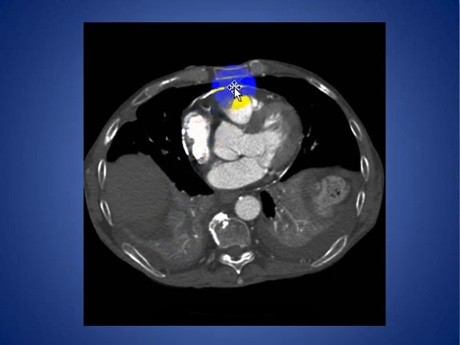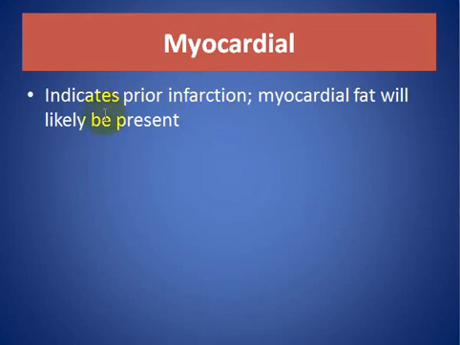Here, another patient with more calcification involving the pericardium, with bilateral effusion, collapse and consolidation of both lungs, and calcification of the aortic valve. Myocardial calcification indicates prior infarction. Myocardial fat is likely to be present.